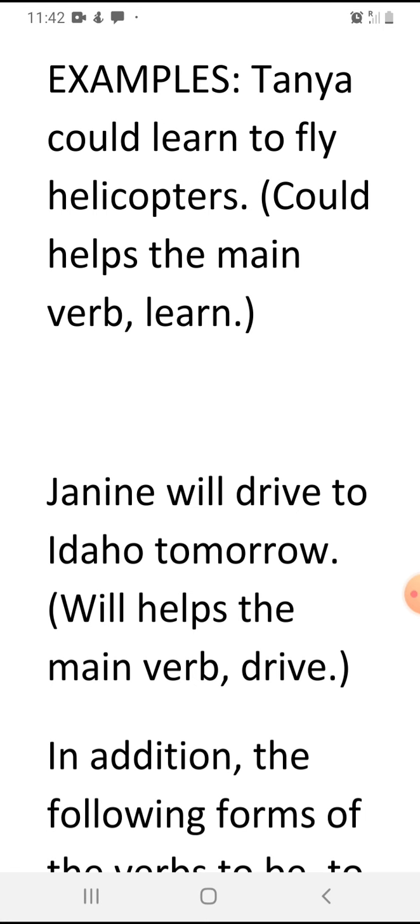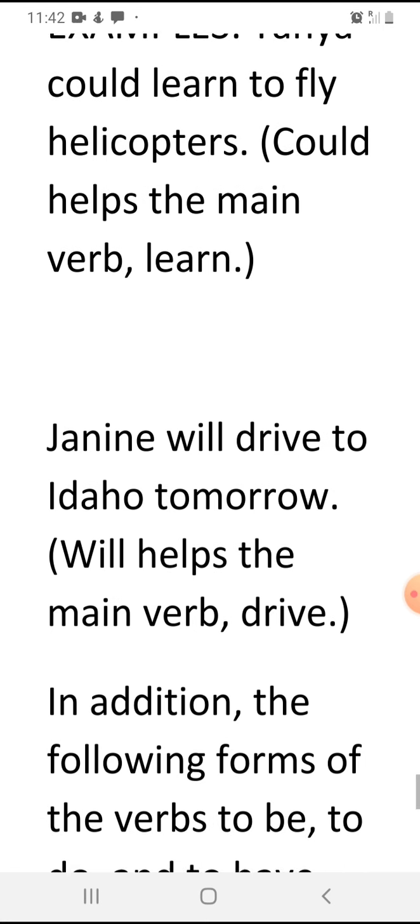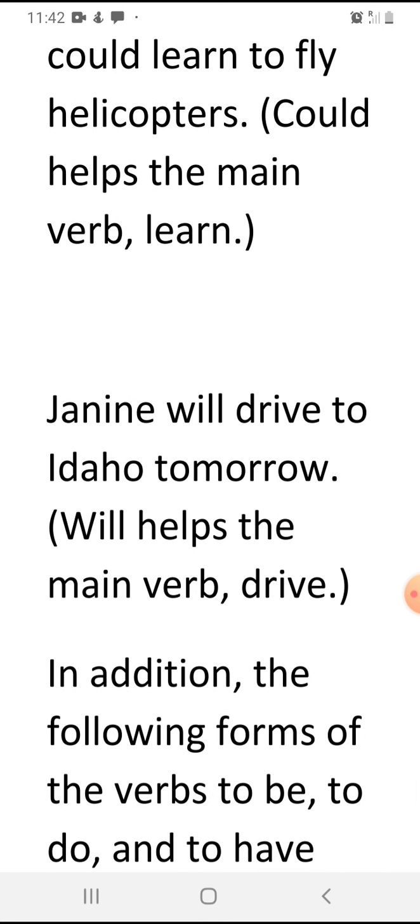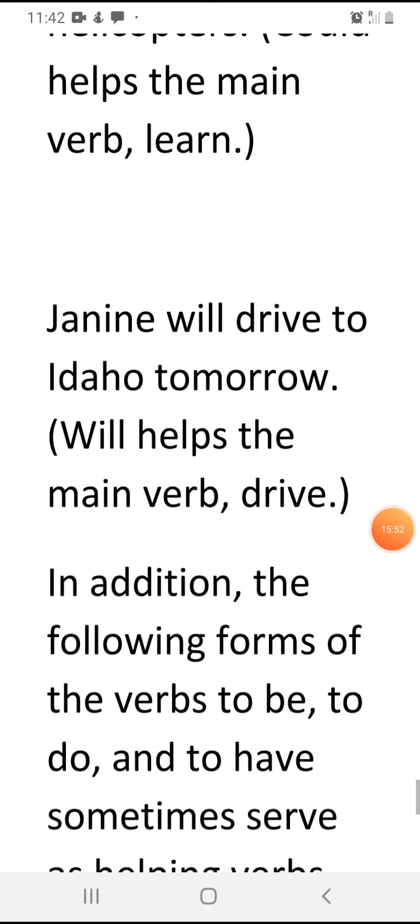Jenny will drive to Idaho tomorrow. Will helps the main verb drive. Will is the modal auxiliary helping verb and drive is the main verb.